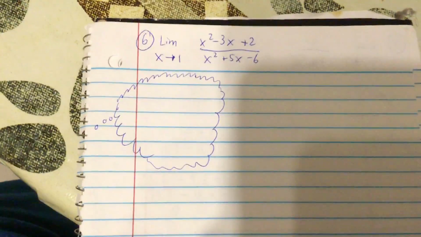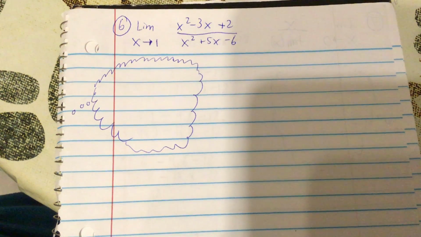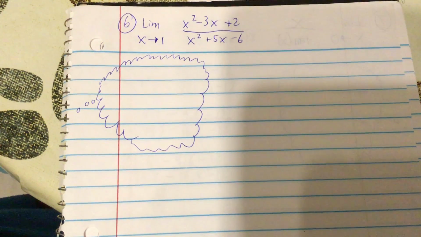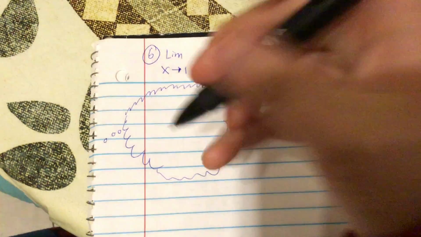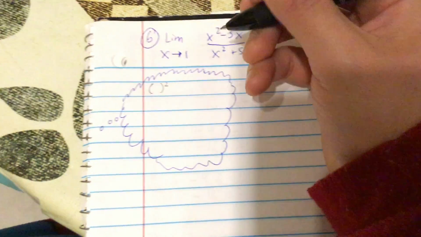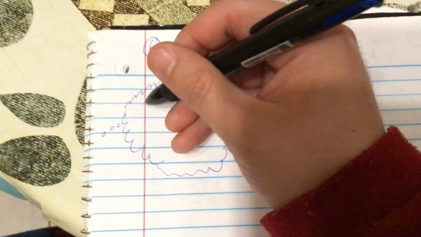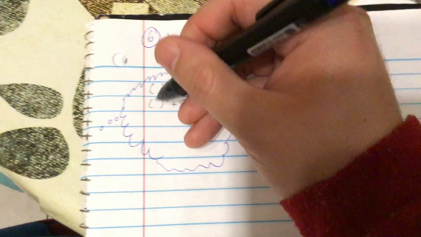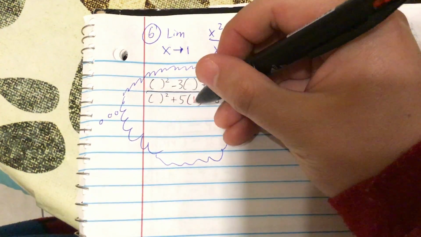Okay. Number 6, the limit as x approaches 1 for x squared minus 3x plus 2 over x squared plus 5x minus 6. What's my first move? You can tell by the thought bubble that you already know. My first move is to apply direct substitution. So I'm going to do blank squared minus 3 blank plus 2 over blank squared plus 5 blank minus 6, and each part of this rational function is going to get x equals 1.